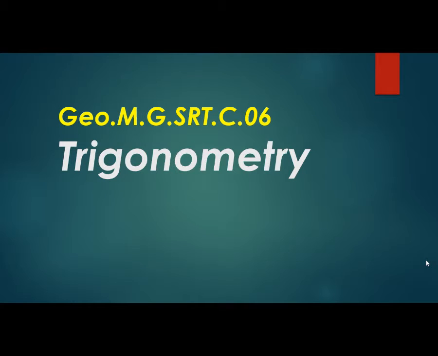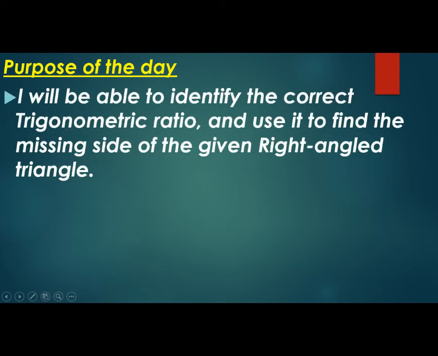I'm going to continue with the standard SRT.C.06 trigonometry. The purpose of the day is, by the end of the class, all of you will be able to identify the correct trigonometric ratio and use it to find the missing side of the given right angle triangle.